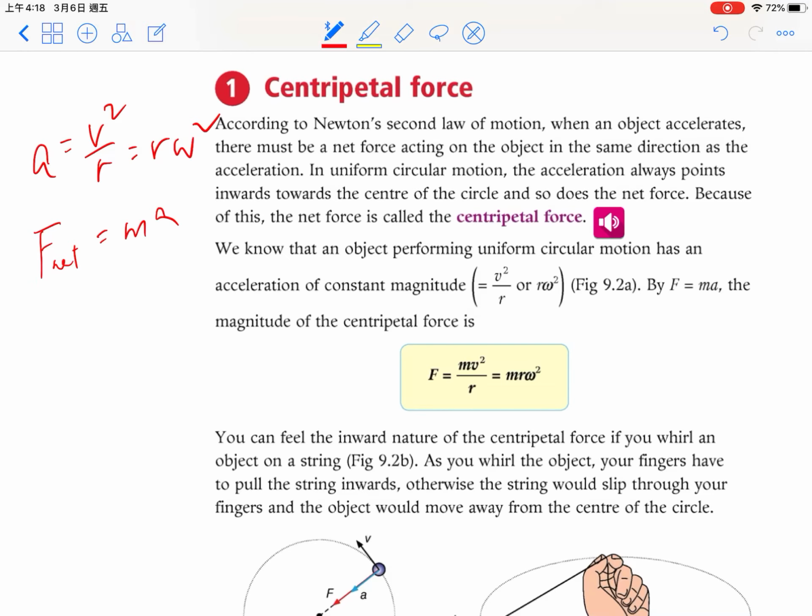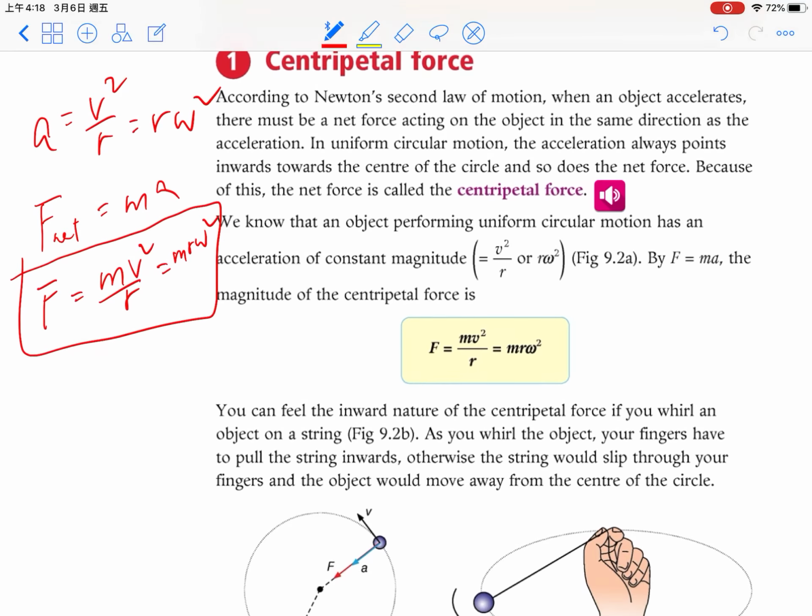So the required force for the object to move in a circle is mv squared over r, or m r omega squared. This force is called centripetal force, 向心力.